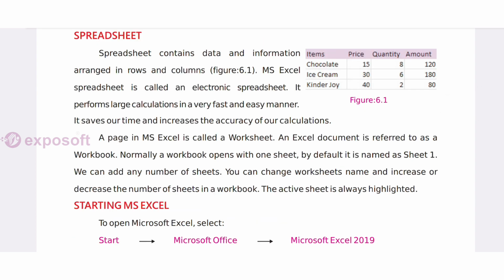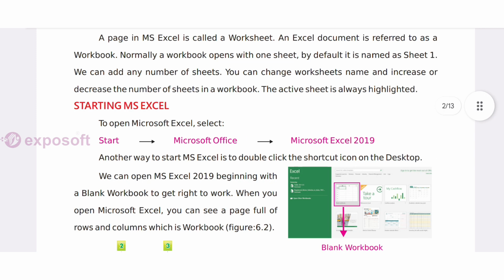Spreadsheet. A spreadsheet contains data and information arranged in rows and columns. An MS Excel spreadsheet is called an electronic spreadsheet. A page in MS Excel is called a worksheet. An Excel document is referred to as a workbook.